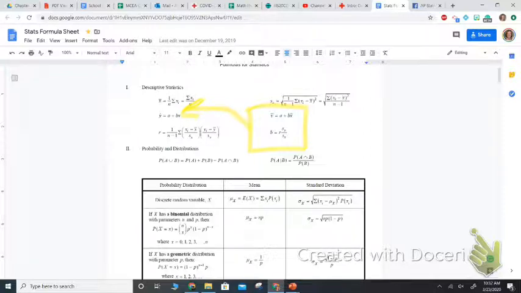So they're going to give you the summary statistics. You just solve the one with the b first, and then you use that to solve the y bar equation.